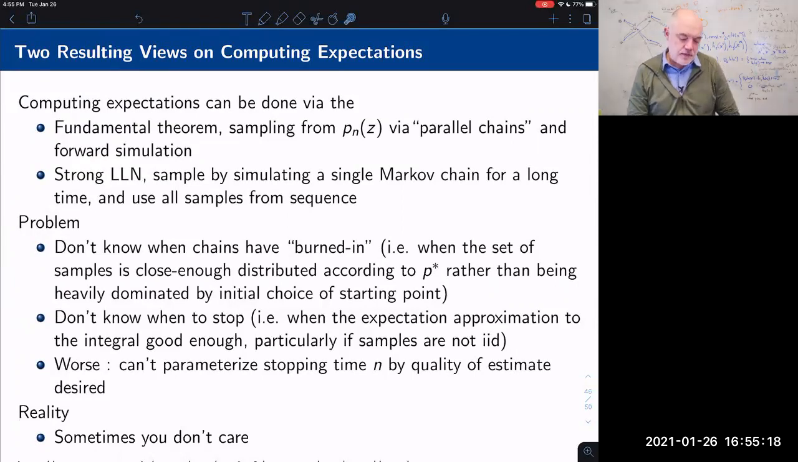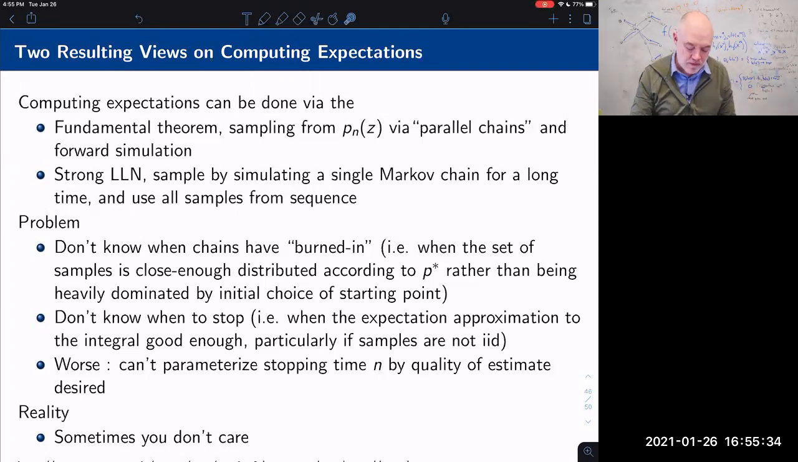Cool. So we have two views on computing expectations. One is that we have the fundamental theorem, so we can sample from P of Z via parallel chains and forward simulation. And then we have the strong law of large numbers, which says we can sample a single Markov chain for a long time and use all samples from the sequence.